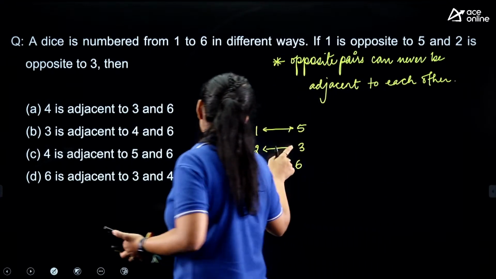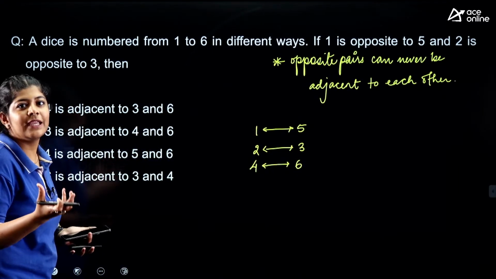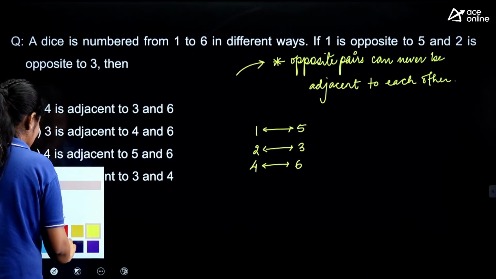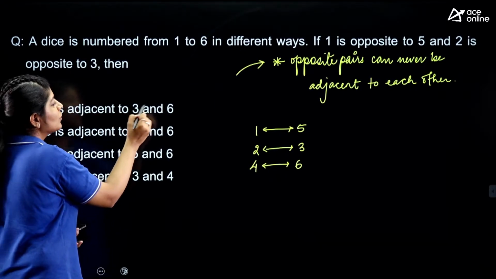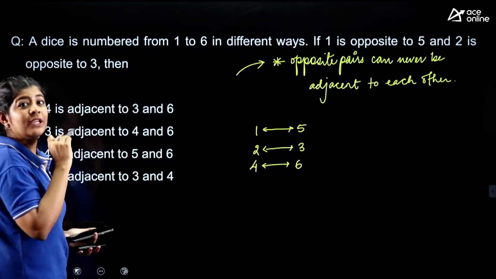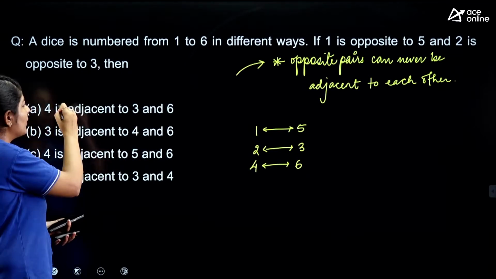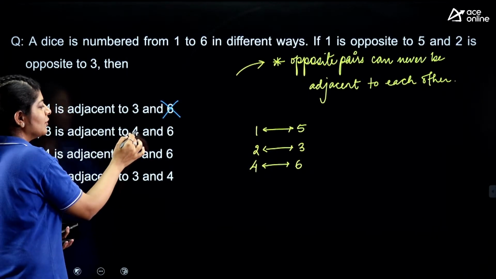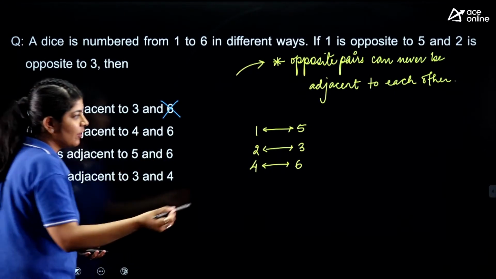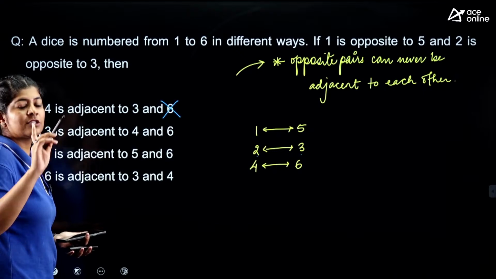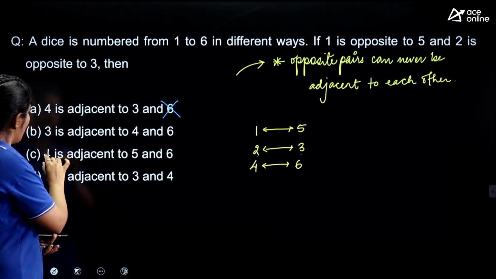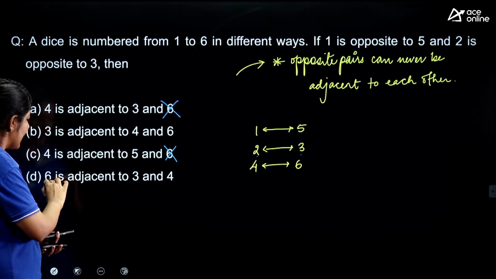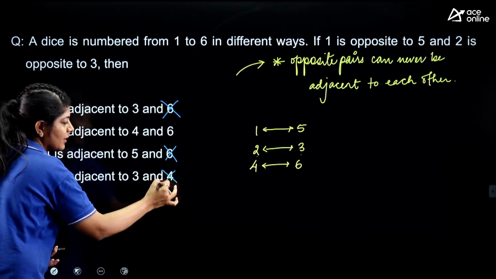Now we know that 4 is opposite to 6, so we can eliminate options with the help of this property that opposite pairs can never be adjacent to each other. So 4 is adjacent to 3 and 6. 4 can be adjacent to 3 but can never be adjacent to 6 as 4 and 6 are opposite pairs. So this option is eliminated, right? 3 is adjacent to 4 or 6. We can say that because the opposite of 3 is 2, 2 can never be adjacent to 3. 4 is adjacent to 5 and again 6. So because of this 6, this option is eliminated. 6 is adjacent to 3 and this option is eliminated.